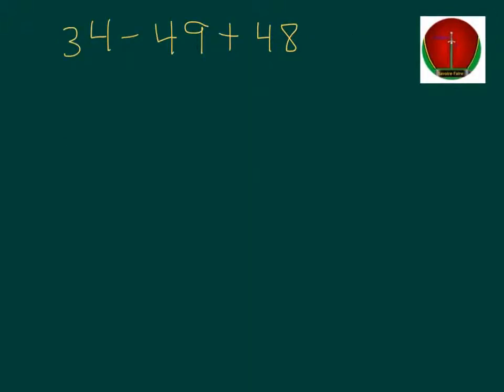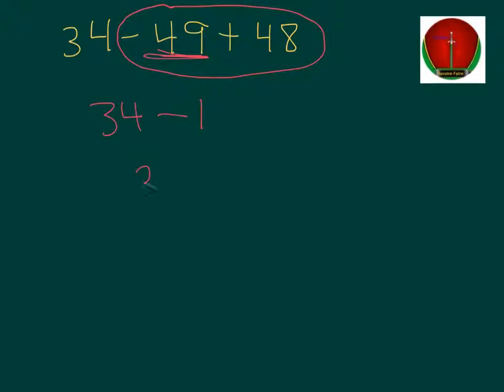So let's do our next example. We have 34 minus 49 plus 48. Okay, so I want to show you something here. I want to take these two numbers because I have a negative 49 and a positive 48. When I add, my signs are different. When your signs are different, you have to subtract. 49 minus 48 is 1. And negative 49 is farther from 0, so it's a minus 1. So I am left with 34 minus 1. 34 minus 1 is really simple. 33 is my answer.